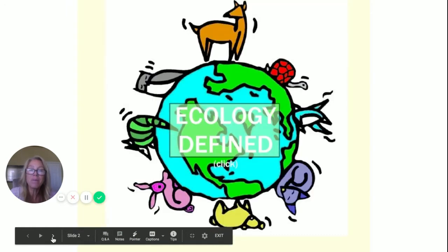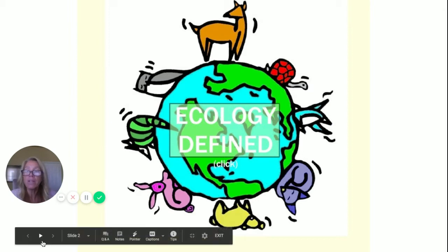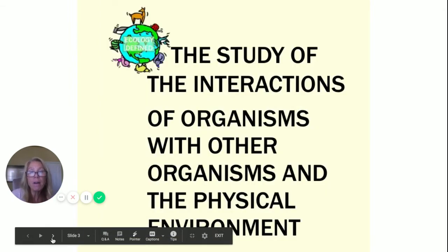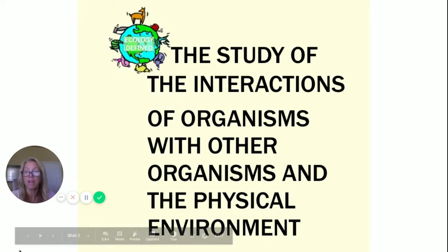So the first thing we want to do is to define ecology, and that's the first bit that you need to put on your notes. You can see on your notes it just says ecology defined, and then it's blank. So here's how you fill in that blank. Ecology is defined as the study of interactions of organisms with other organisms and their physical environment. So different organisms interacting with each other and with their physical environment.